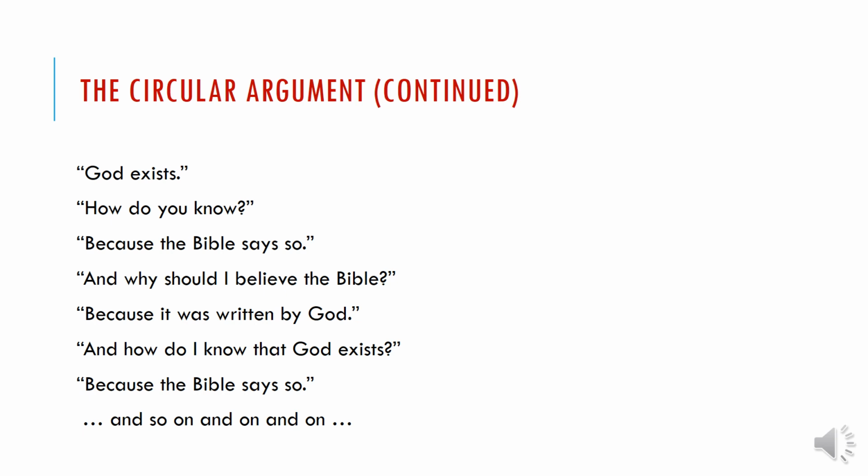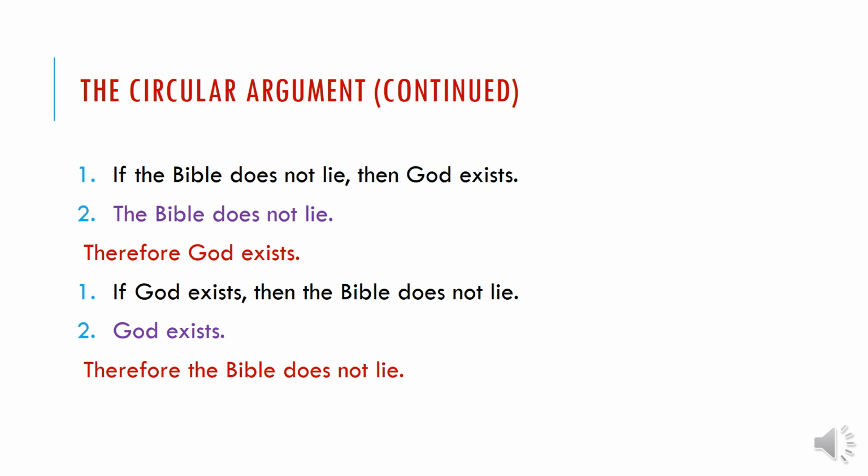When we turn this into standard form, we see these two arguments. If the Bible does not lie, then God exists. The Bible does not lie, therefore God exists. And if God exists, then the Bible does not lie. God exists, therefore the Bible does not lie. Now, I can perhaps get behind the first premises of these two arguments. If the Bible does not lie, then God exists. Let's pretend that's true. The second premise, the Bible does not lie, is somewhat controversial. And so I'm not going to blindly accept that to therefore get to the conclusion that God exists.